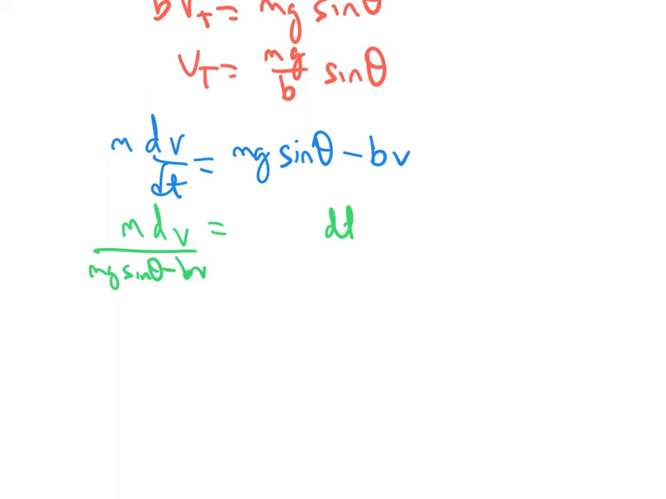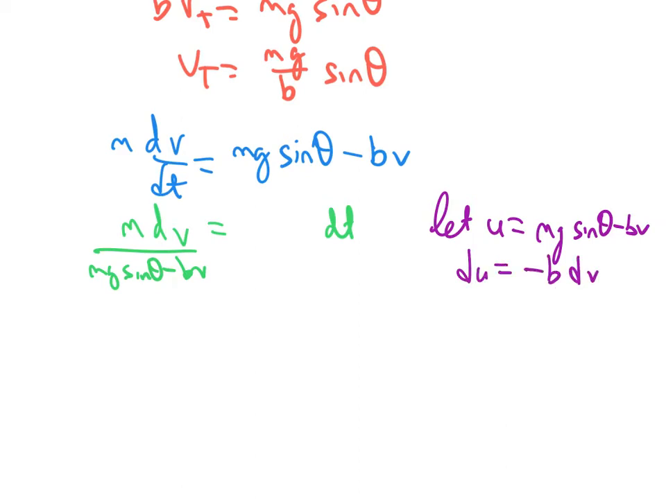And that doesn't look particularly useful, but we'll do a u substitution, and we'll say let u be mg sine theta minus bv, so that du is minus b dv, or dv is du over minus b. Also, when v equals 0, then u equals mg sine theta, right? And that will be our initial condition.